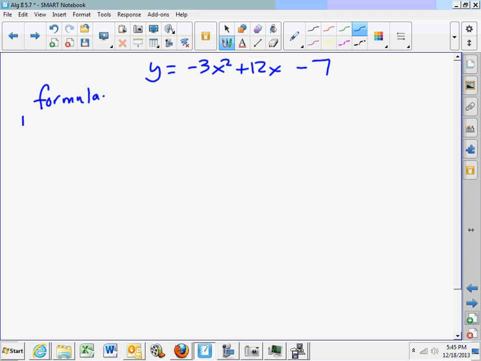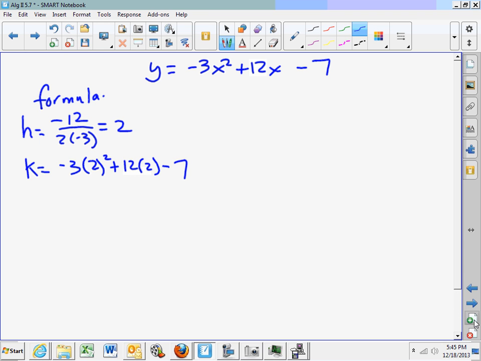Now for the formula, h is equal to negative 12 over 2 times negative 3. That's negative 12 over negative 6, which is 2. K is going to be equal to negative 3 times 2 squared plus 12 times 2 minus 7. Well, negative 3 times 2 squared is going to be negative 12. 12 times 2 is 24. Negative 12 plus 24 is 12. 12 minus 7 is 5. And a is negative 3. I got that from right there.